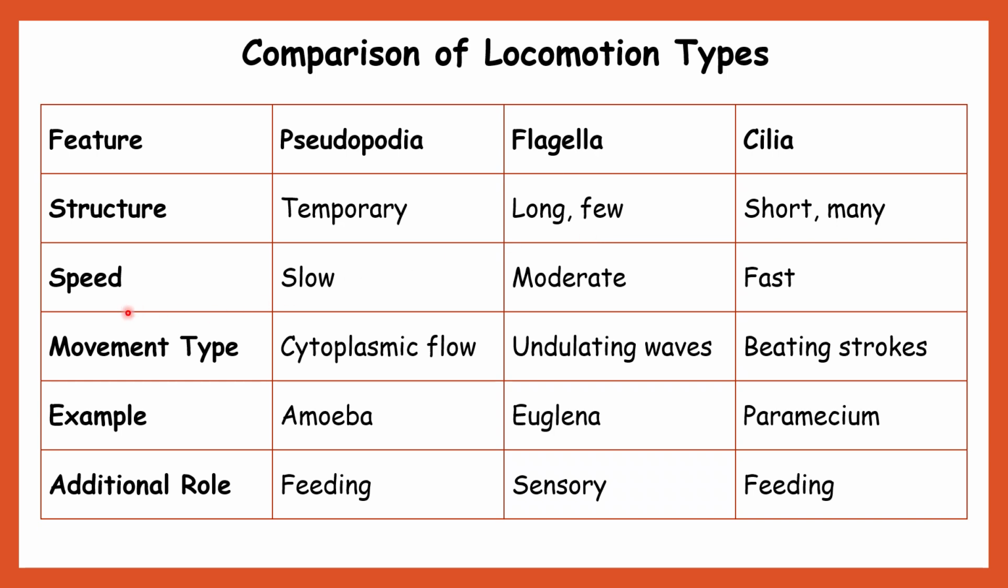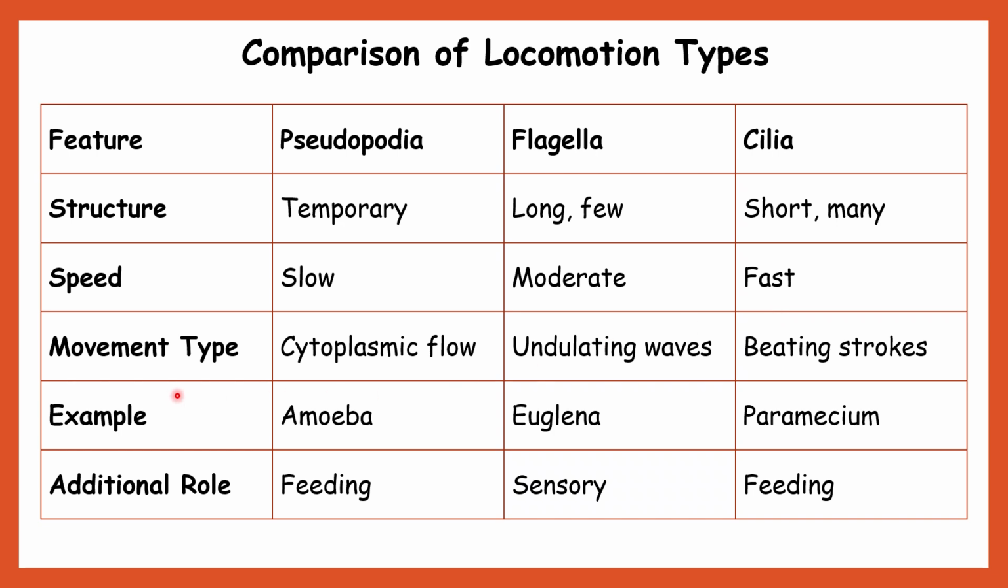Coming to speed, pseudopodial movement is considered one of the slow types of movement, because the formation of pseudopodia takes a lot of time, and even then they move very slowly. The flagella have a moderate speed, but ciliates are among the fastest protozoans, because of the beating speed of the cilia.